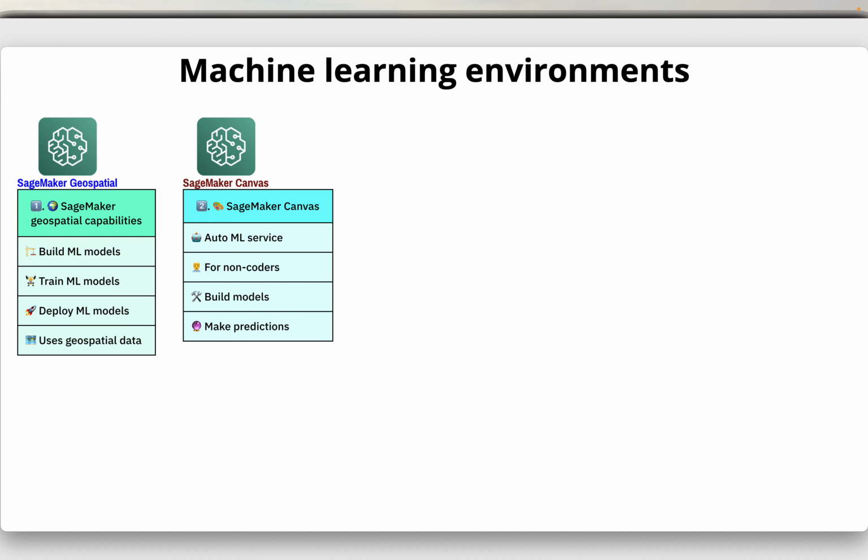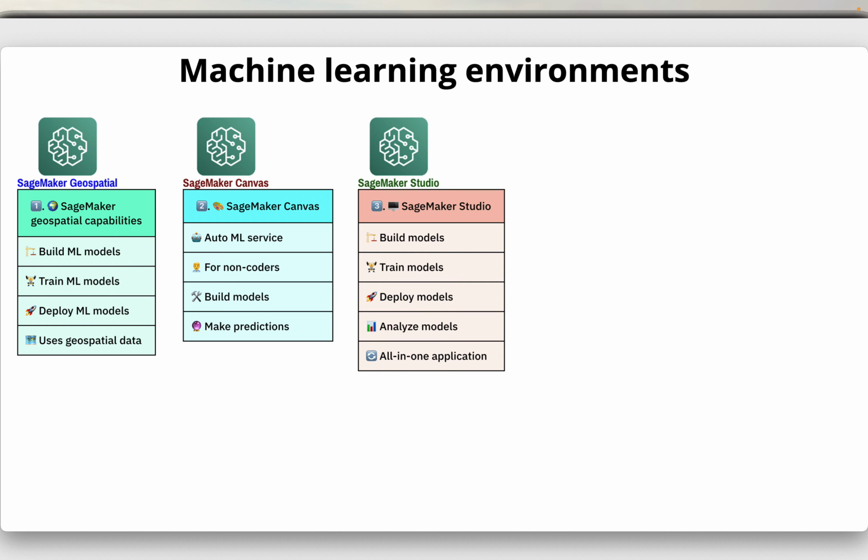SageMaker Canvas, an auto ML service that gives people with no coding experience the ability to build models and make predictions with them. SageMaker Studio, an integrated machine learning environment where you can build, train, deploy, and analyze your models all in the same place.